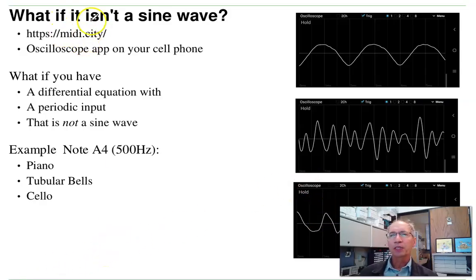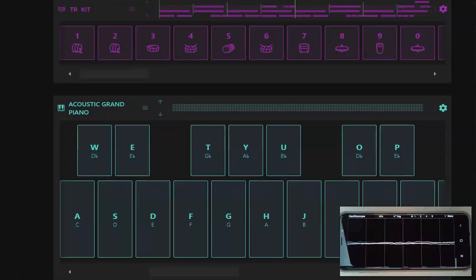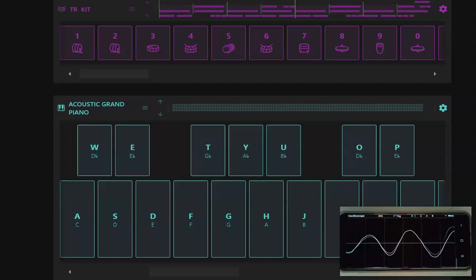If you go to this website, MIDI, kind of a fun website. And what you have are musical instruments. Now what you see in the lower right corner, that is an app on my cell phone called Oscilloscope. That shows what the waveforms look like as I'm talking. So you have the different vowels. E, O. That's what vowels look like.